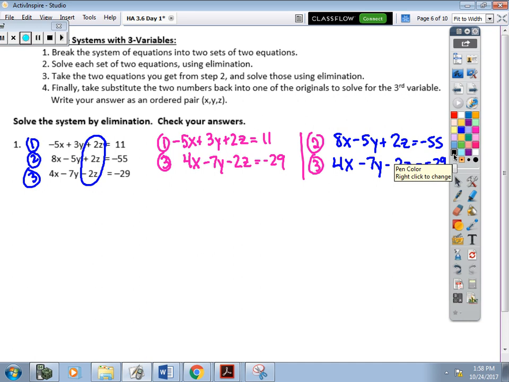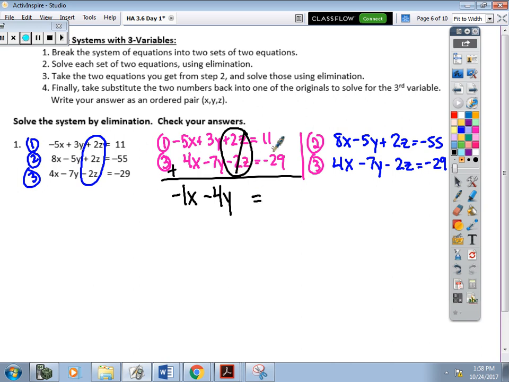All right, once we have them copied, we're going to solve each one by adding the 2 equations. Okay, so negative 5x plus 4x is a negative 1x. 3 plus a negative 7 is a negative 4y. And 2 plus a negative 2 successfully eliminates the z and gets me a 0, so I won't write it. Next we'll subtract these to get negative 18. 29 minus 11, and we'll keep our sign to be negative.